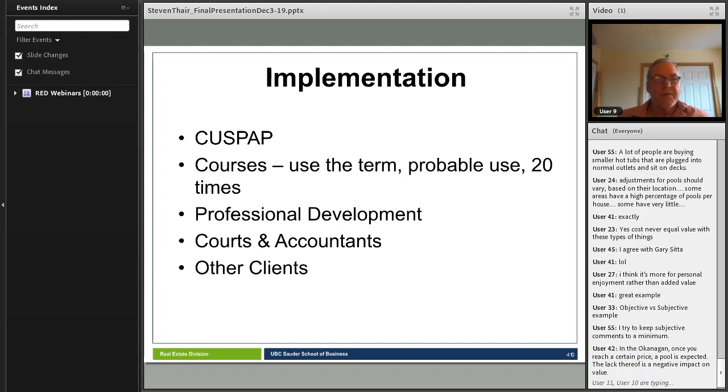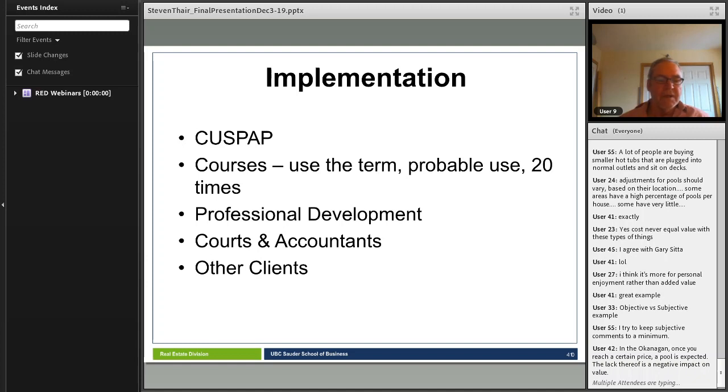Courts and accountants, I have not had any trouble in the courts using the term most probable use. I have not had lawyers challenge me on it. I guess in that First Nations resort land rents case, there were actually three court hearings, two trial courts and one at appeal, and everybody got it. So I think courts and accountants are going to be okay with it.